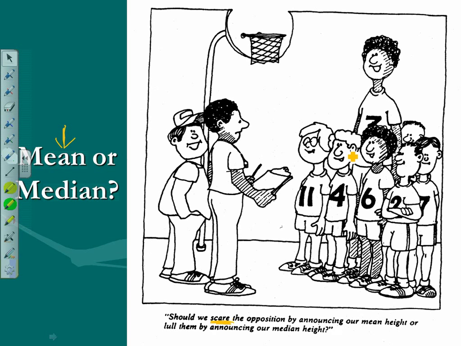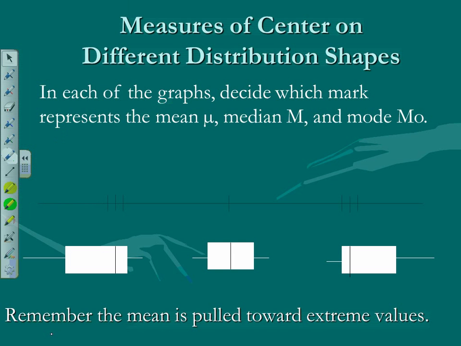Okay. If you wanted to announce, oh, you know, really the median of all of our heights is 5'2", then all of a sudden, your opponents wouldn't know that you had an outlier. Just interesting.